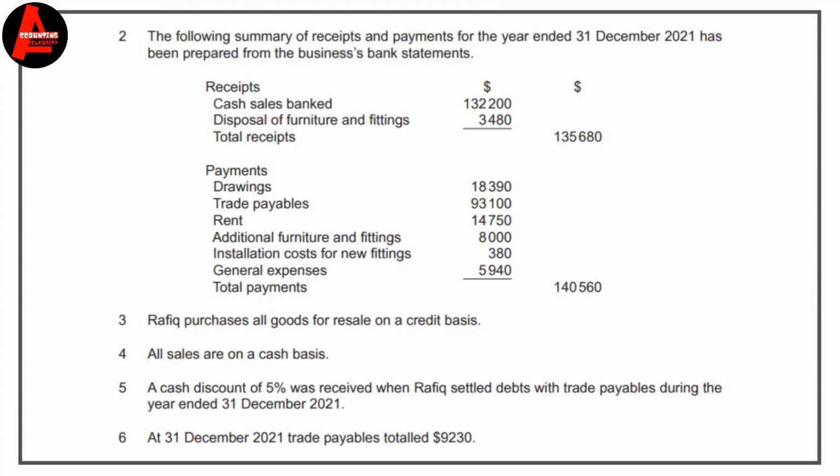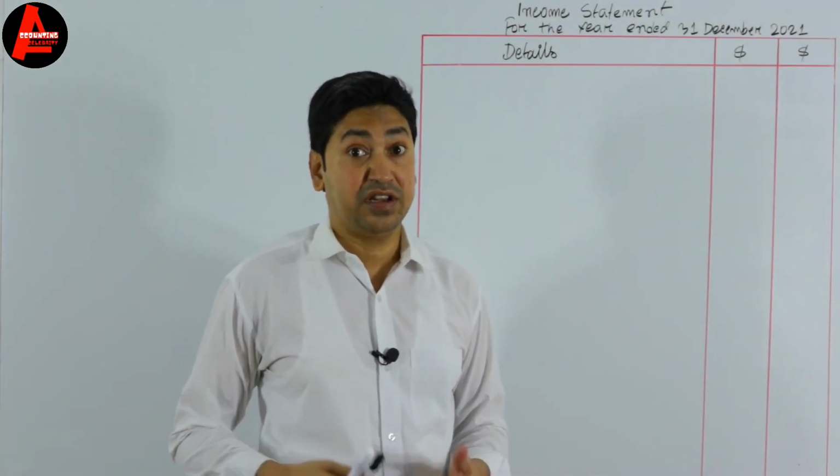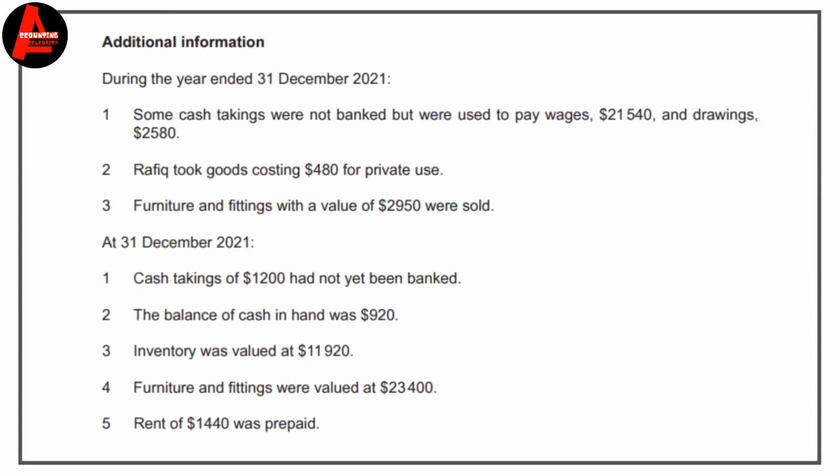The following summary of receipts and payments for the year ended 31st December 2021 has been prepared from the business's bank statement, okay? So here we have some receipts and some payments, and we have some more adjustments at the end of the question. Let us have a look at that. Total 8 adjustments, okay? So we will adjust all of these here in this account, okay?